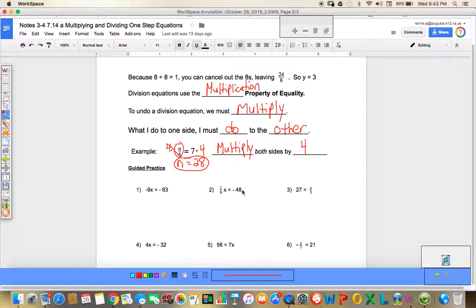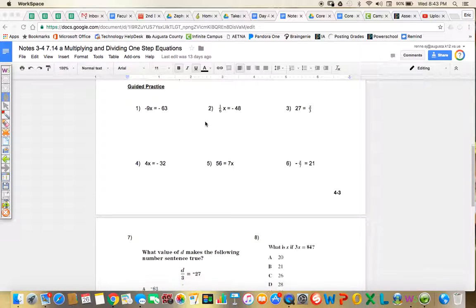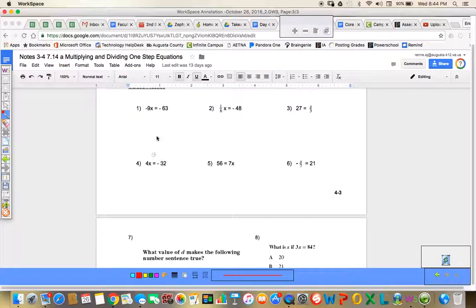Okay. Now, we're going to look at some examples below, and when I do the ones below, I'm going to show the check for each one. So let's take a look at example number 1. We have negative 9x equals negative 63. So what type of equation is that? Okay, that's a multiplication equation, so I'm going to circle this here. So to undo multiplication, we learned up above that we divide. So we're going to divide both sides by negative 9.